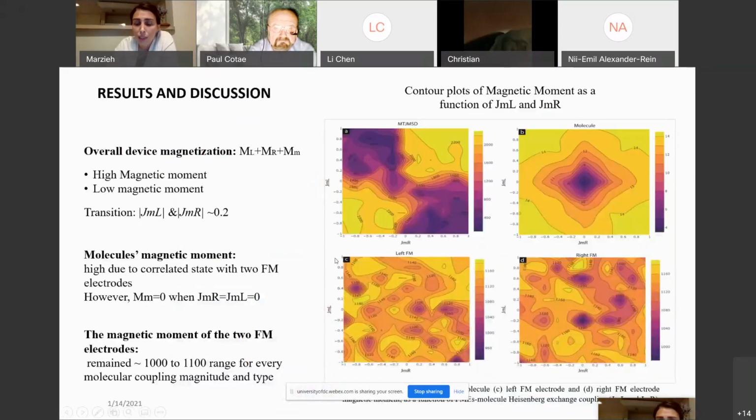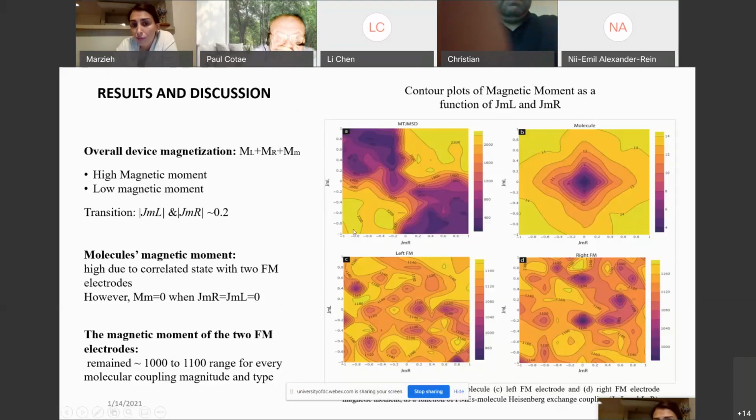Also, we have the contour plot for the whole device and also the molecule, left electrode and right electrode magnetization for a wide range of JML and JMR values. This is a comprehensive picture of device behavior when we have all these JML and JMR values at once. We see that generally the total device magnetization is determined from the sum total of the magnetic moment of the left electrode, right electrode, and the molecule.